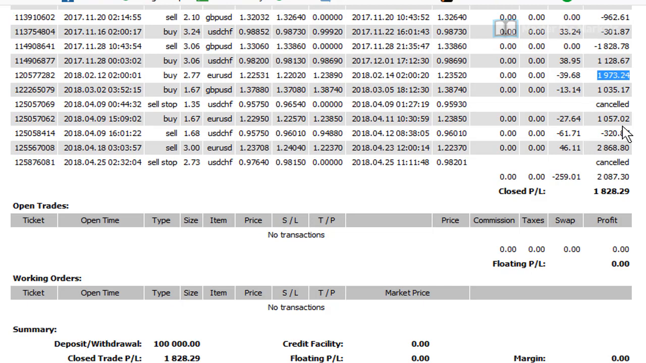1,128, 1,973, 1,035, 1,057, minus £320, plus £2,868 are the last 5 trades on the money bars, wiping out all the losses that were incurred and taking us into heavily positive territory just there of £1,800.